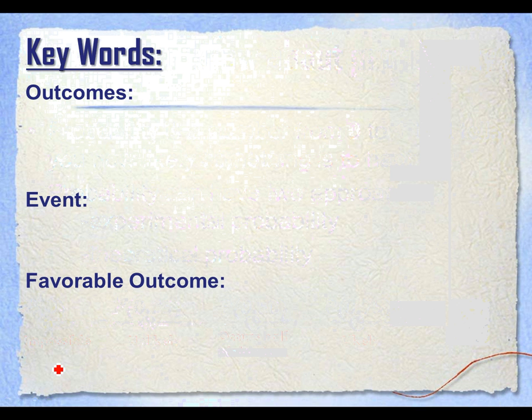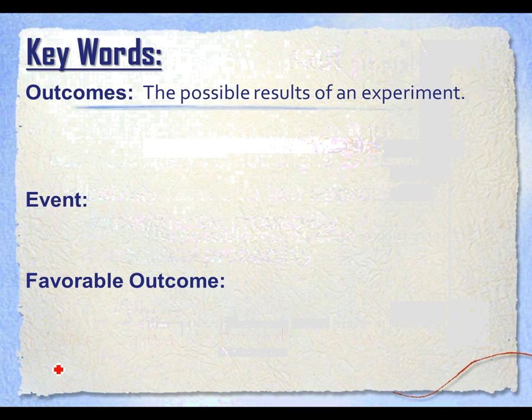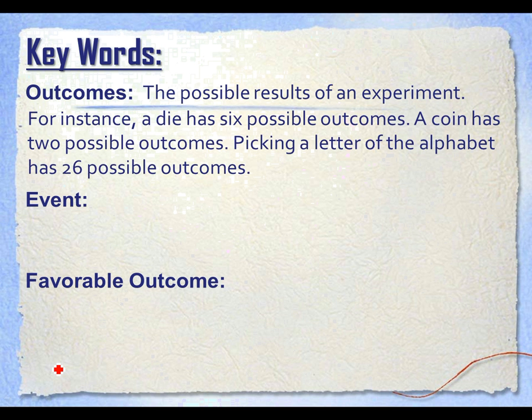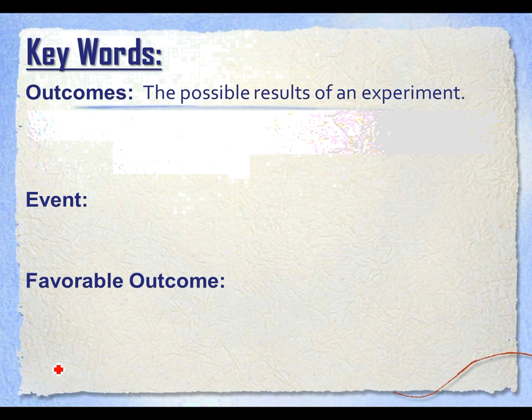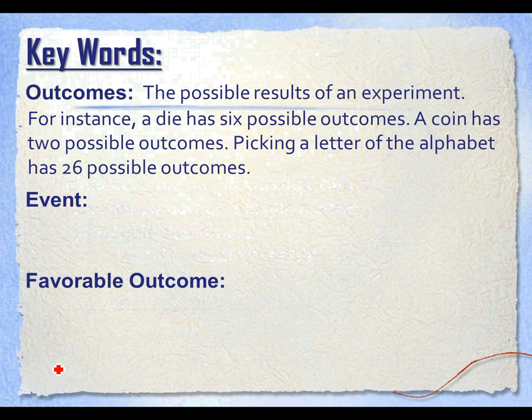Okay, let's go over some key ideas here, some key words. Outcome is defined as the possible results of an experiment. Here's an example. For instance, a die has 6 possible outcomes. A coin has 2 possible outcomes, heads or tails. Picking a letter of the alphabet has 26 outcomes. So that's a very general way of giving the possible results of an experiment.